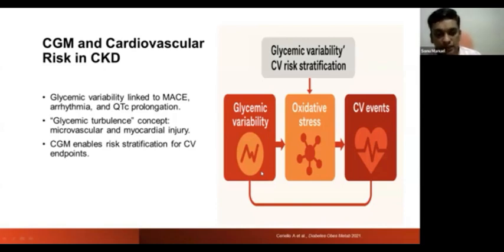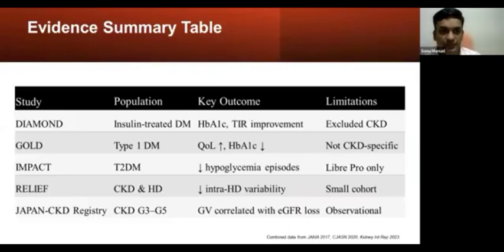Now, CGM has also correlation with the cardiovascular risk. Glycemic variability is linked to major adverse cardiovascular events, arrhythmias, and QT prolongation. There is glycemic turbulence concept because there is increased variability which can lead on to increased microvascular and myocardial injury. CGM enables the risk stratification based on the coefficient of variation endpoints.